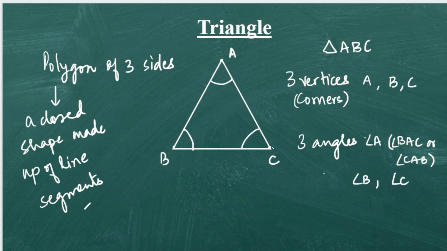So it has three vertices A, B, C, three angles, angle A, angle B, angle C, and it has three sides as well. Which are those sides? AB, you can name it BA or whatever, BC, and my third side is CA. So AB, BC, and CA are the three sides of this triangle.